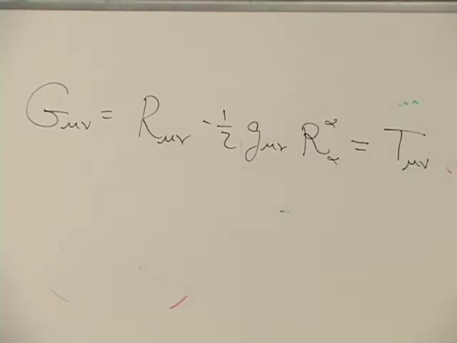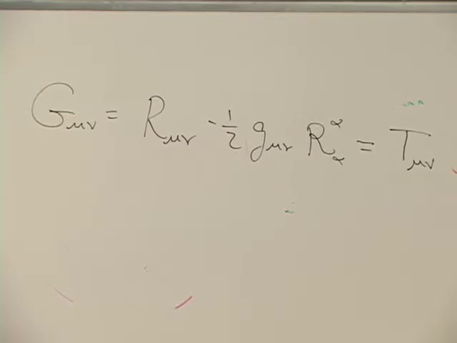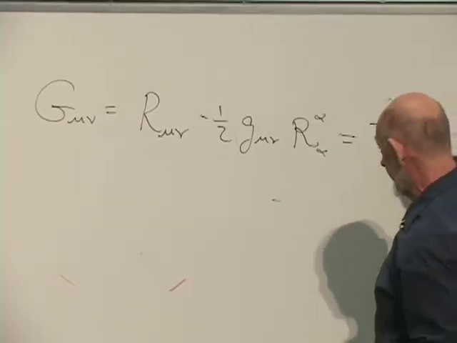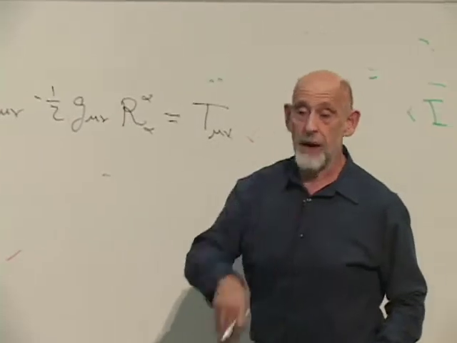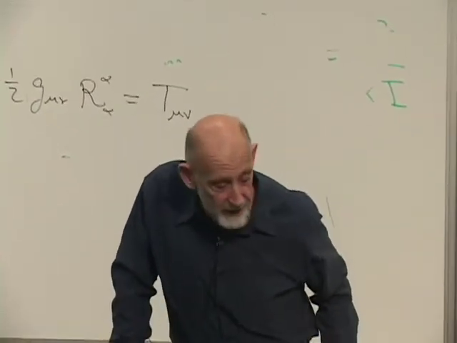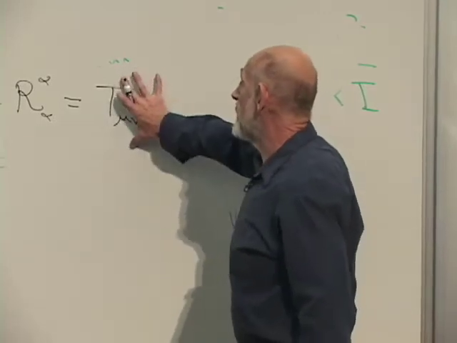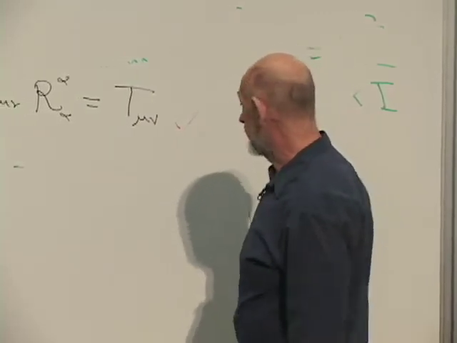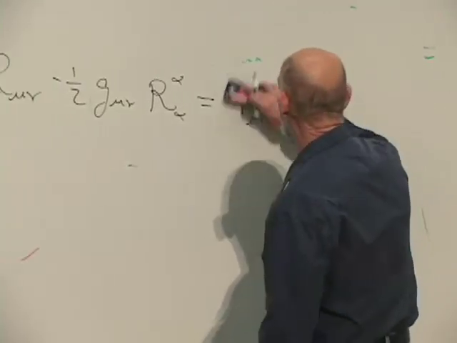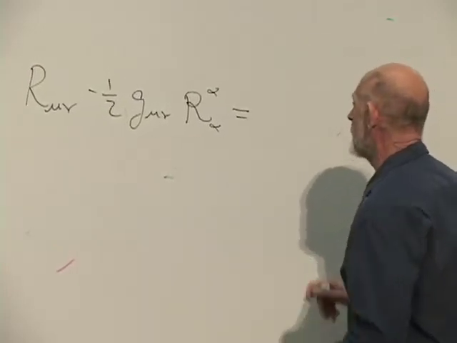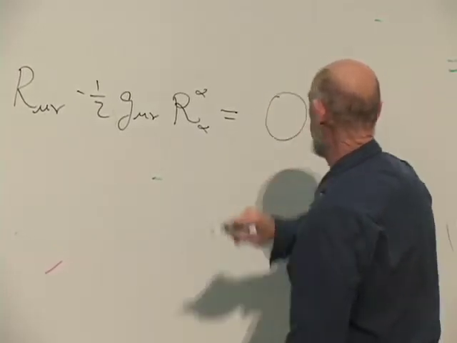Energy momentum tensor means the energy momentum of cookies, the energy momentum of a cup of coffee, but not the energy momentum of the gravitational field. Everything is in here other than gravity. Okay, the vacuum Einstein field equations mean the field equations for the gravitational field when there's nothing on the right-hand side, zero. That's called Einstein vacuum equations.